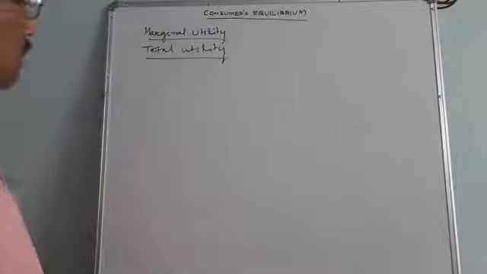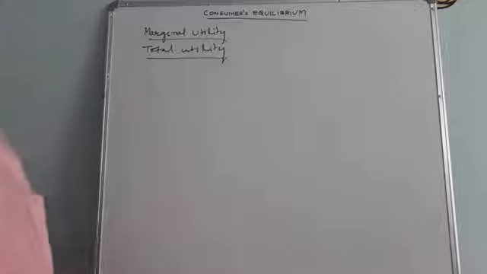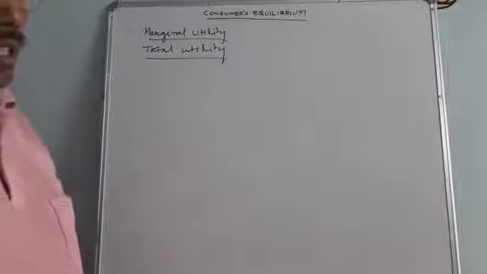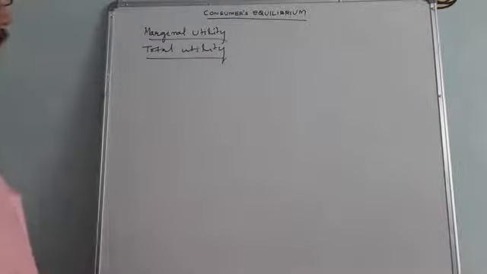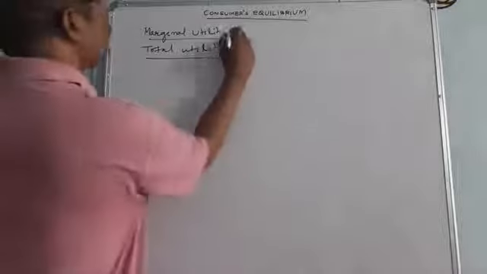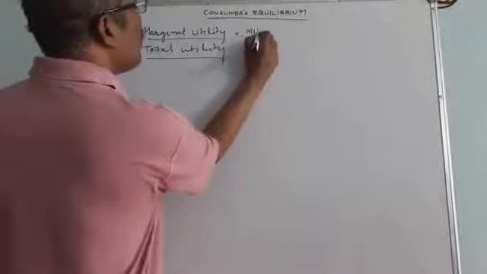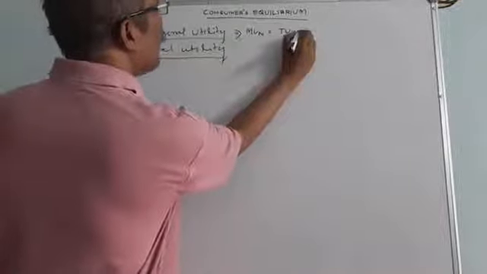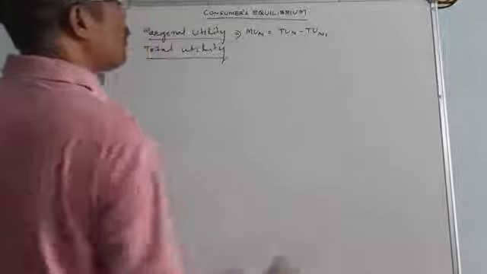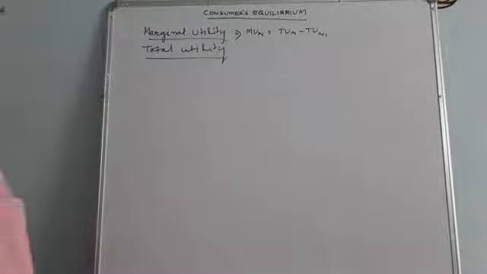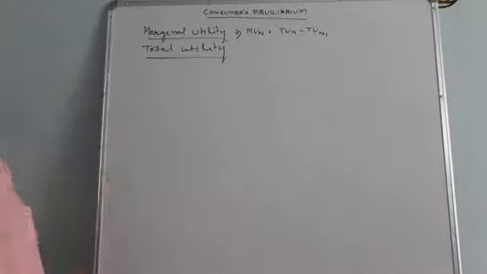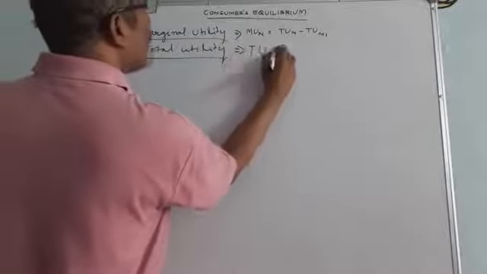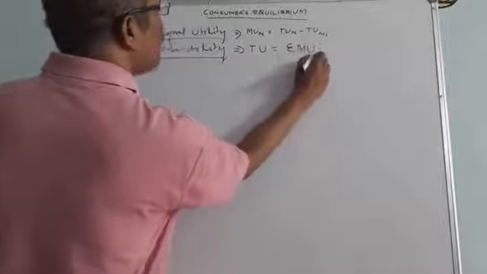So again I repeat, what is marginal utility? Marginal utility is the net addition to total utility when a consumer consumes one more unit of a commodity at a given time. That is called marginal utility. And the formula we know: marginal utility of N equals total utility of N minus total utility of N minus 1. If goods are increasing one by one, total utility equals the summation of marginal utility.